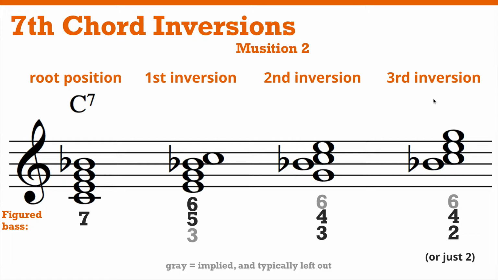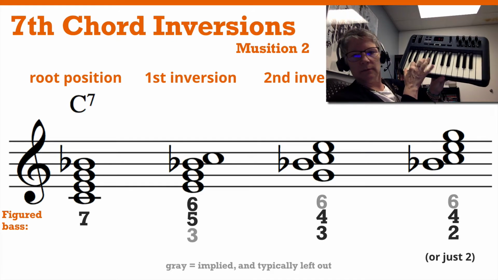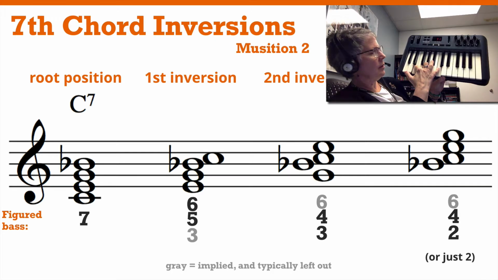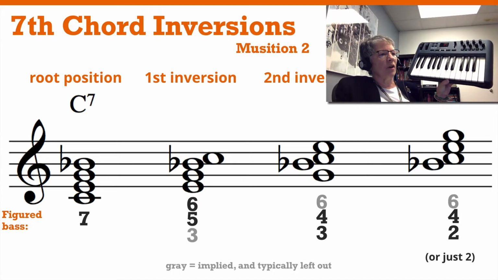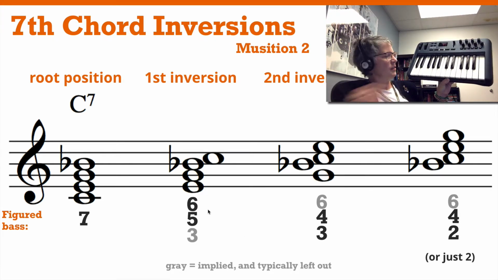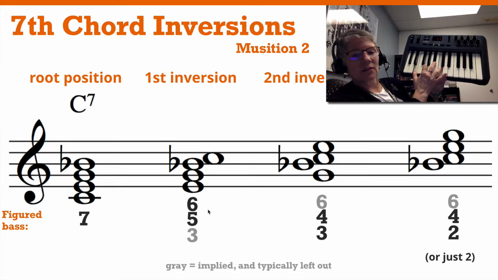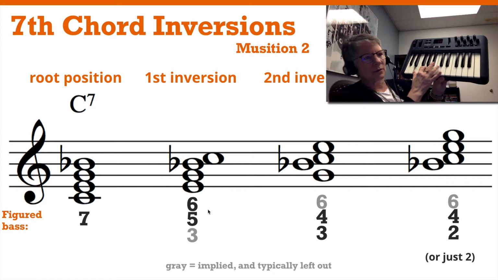Now, there's what all those inversions look like. Let's actually do it on a keyboard so that you're not confused. Here's root position, C7. C, E, G, B flat. I take that C, put it up on top. I get my second item, a first inversion, called a 6-5, E, G, B flat, C. This is a 6, that's a fifth, that's a third. That's why it's called a 6-5 or first inversion.